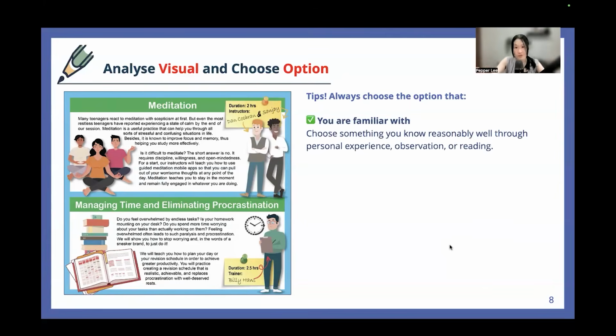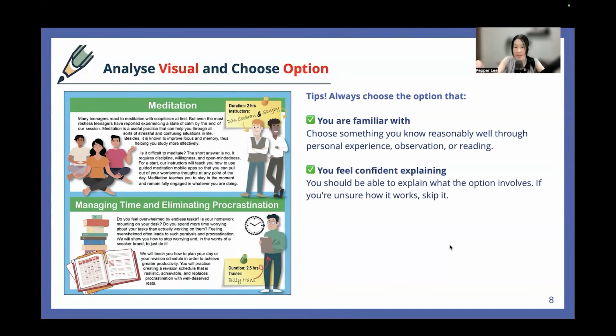This means you should choose something that you know reasonably well, either through your personal experience or through your observation, or maybe you've read something about this option. You should also choose an option that you feel confident explaining. Be clever, okay? So don't choose an option just because it looks fun. Choose something that you're confident explaining. You should be able to explain what the option involves. If you're unsure how it works, skip it.